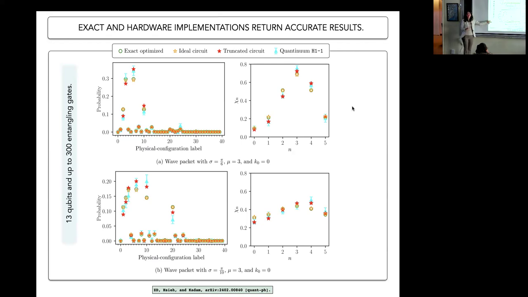The cool part is that we were able to implement this on hardware. We used the Quantinuum quantum computer based on trapped ion technology, and we were able to do a 13-qubit operation with up to 300 entangling operations. I'm not going to say what these things are, but you have to compare these blue points with the red points, and they're pretty much on top of each other. So there's pretty good performance.